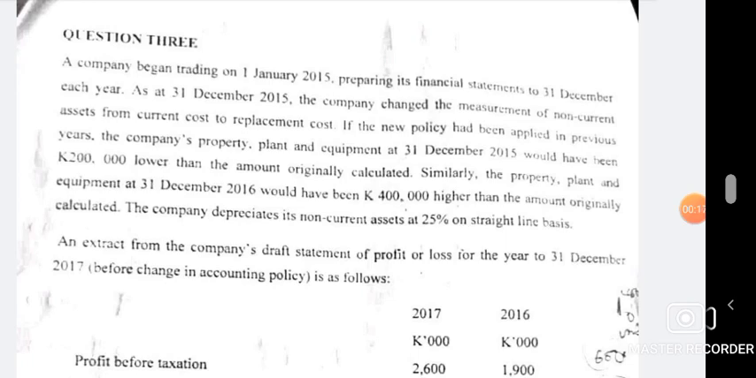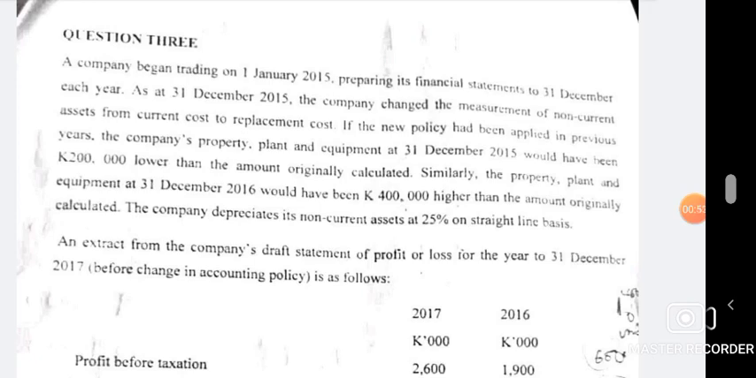each year. As at 31st December 2015, the company changed the measurement of non-current assets from current costs to replacement costs. If the new policy had been applied in previous years, the company's property, plant and equipment at 31st December 2015 would have been 200,000 kwacha lower than the amount originally calculated. Similarly, the property, plant and equipment at 31st December 2016 would have been 400,000 higher than the amount originally calculated.